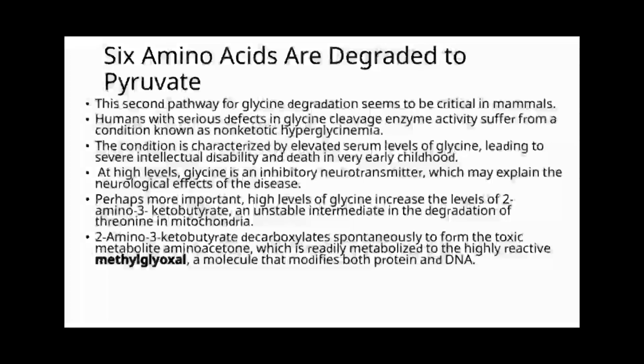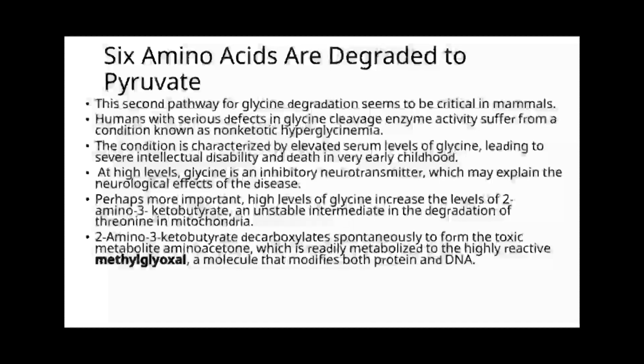This metabolite is then readily converted into methylglyoxal, a highly reactive molecule that can modify proteins and DNA, leading to cellular damage. So overall, this pathway highlights how disruptions in glycine degradation can have serious neurological and cellular consequences, linking to the broader theme of amino acid metabolism and its importance in maintaining health.